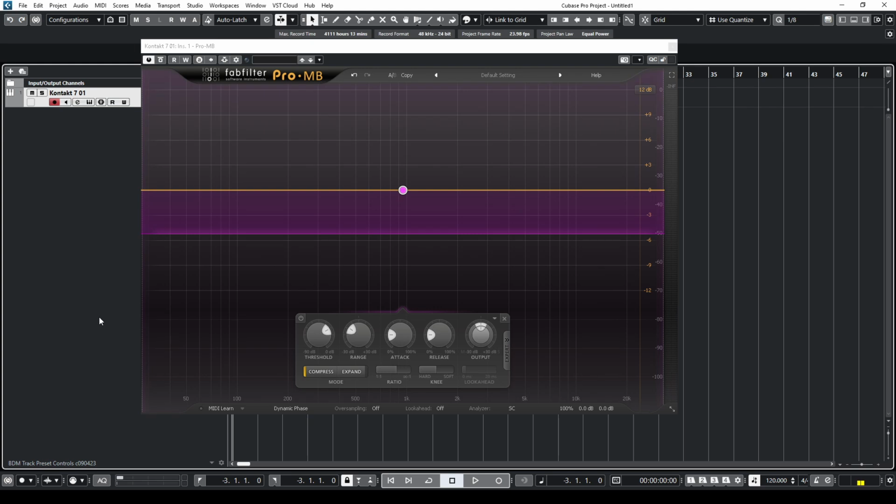Hey everybody, this is Braden Deal, and I wanted to quickly explain the difference between compression and expansion in mixing or music production, as well as the upward versus downward versions of these techniques.